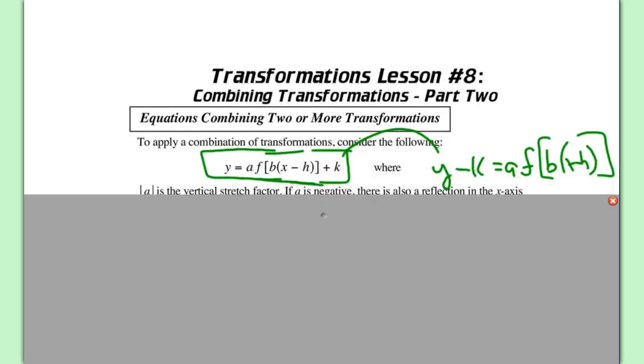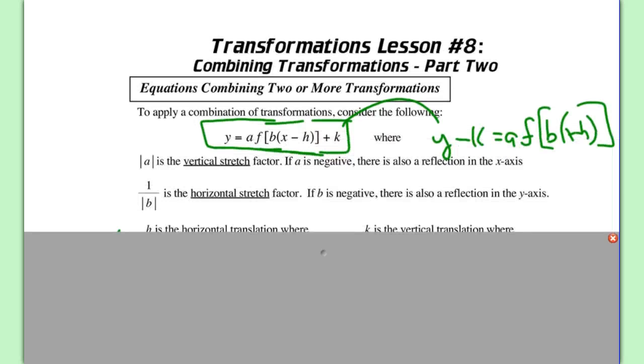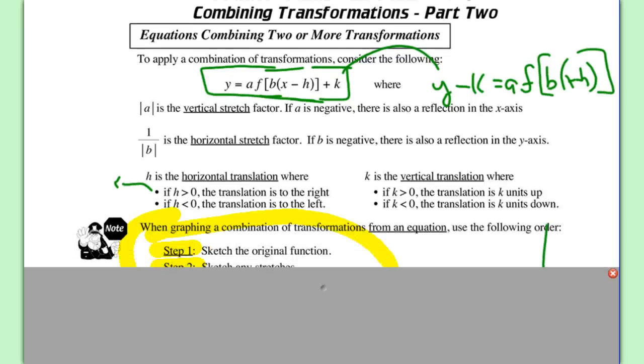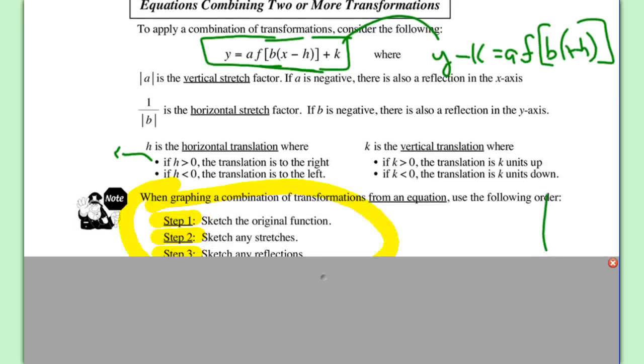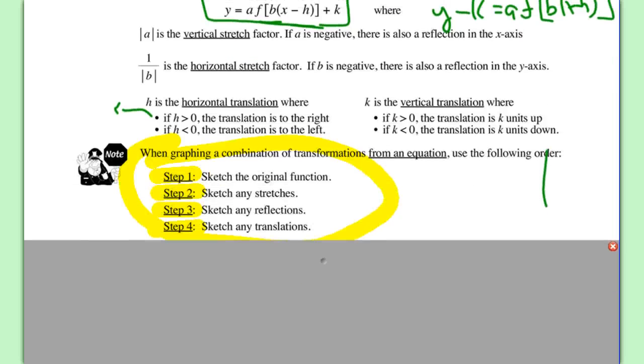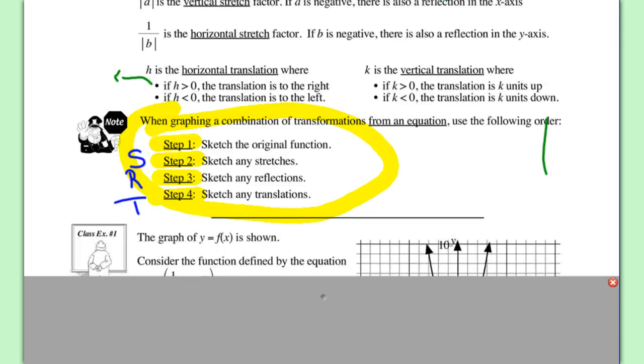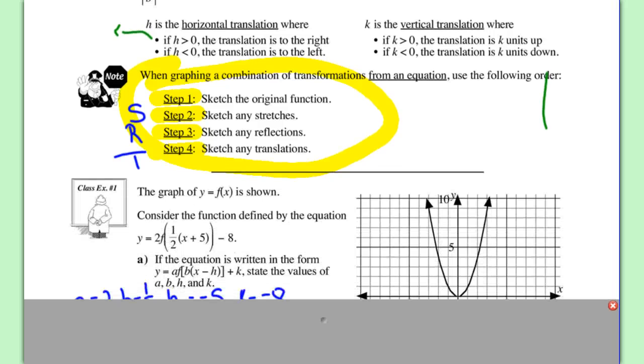All right, Math 30-1, it's time for us to put all this together. Lesson 8, where all our work comes together, and we talked about all these transformations over time and the different ways. So now we're combining. And don't forget, our rule is going to be SRT: stretches, reflections, then translations. You can start by sketching the original and then following through with each of those types of transformations, and you will end up with the correct transformed graph.